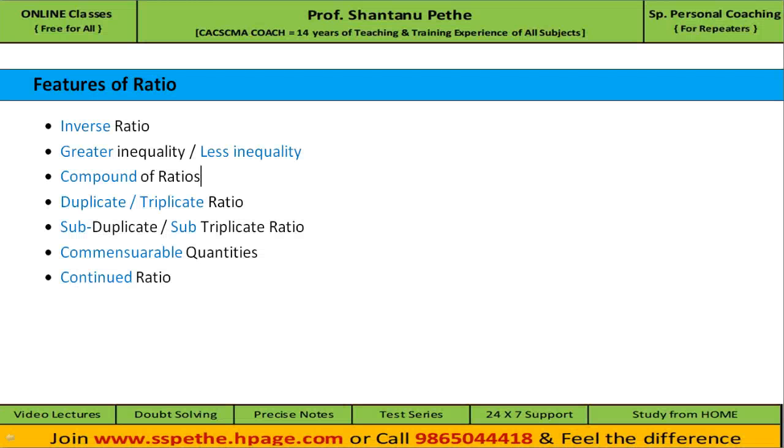Next property is compound of ratios: how do we compound two or more ratios? Compounding means multiplying. For example, A/B and C/D, these are two ratios. So the compound of these two ratios will be AC upon BD. So what you have to do in compound, you just have to multiply these two ratios.